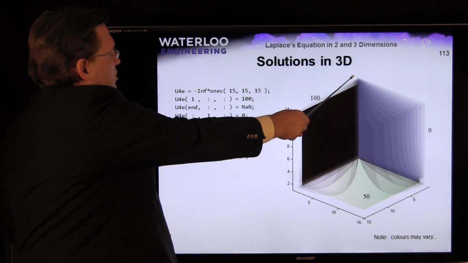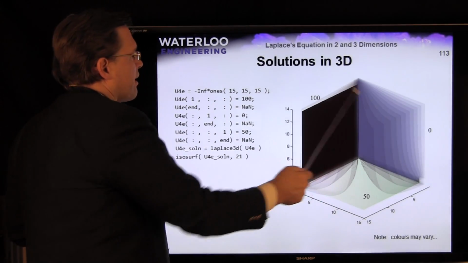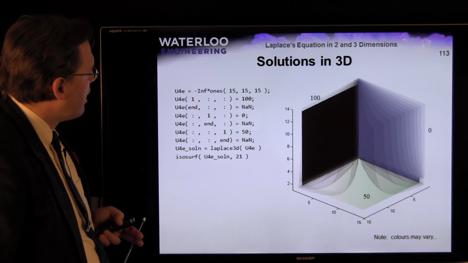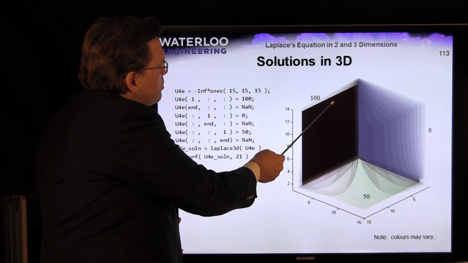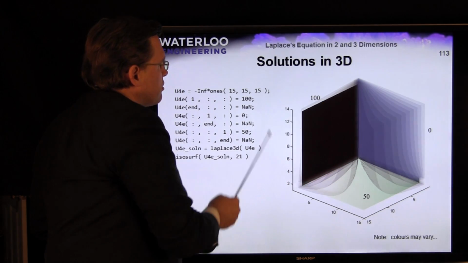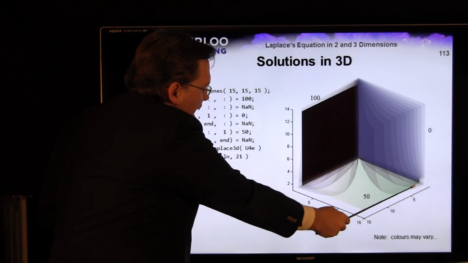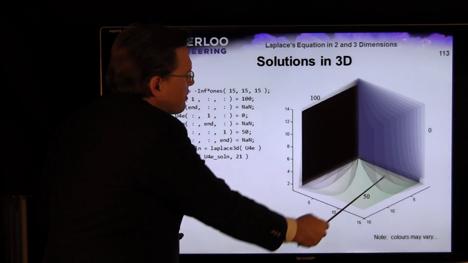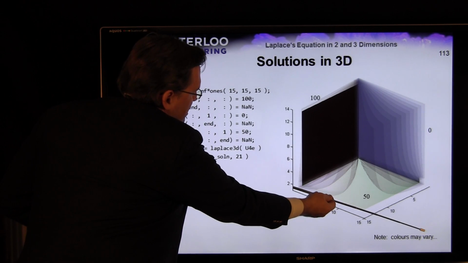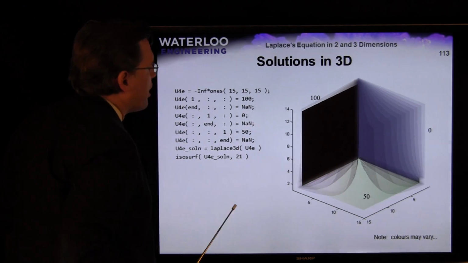Here we have one surface at 100, one at 0, one at 50, and the remaining 3 that are closest to us, visually speaking, are insulated. And you can see that as you move from 100 to 0, you get a gradual transition. Here, this plane is at 50 degrees, as is this entire surface. And as you move from this point up here, you get a transition from 50 to 100.